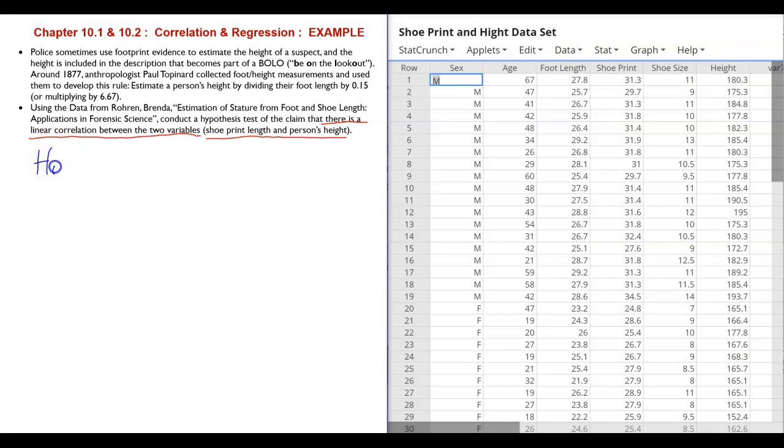The null hypothesis is that there is no correlation between the two variables. The linear correlation coefficient of the population, pronounced ρ, is equal to 0, and the alternative hypothesis is that there is some linear correlation between the two variables. ρ is not equal to 0. We use alpha 0.05. Let's first use the p-value method.